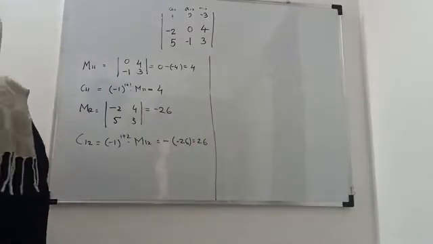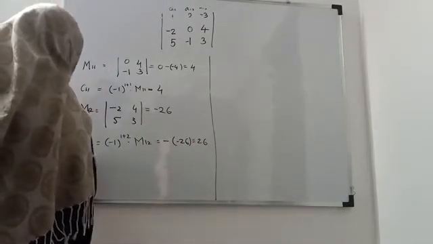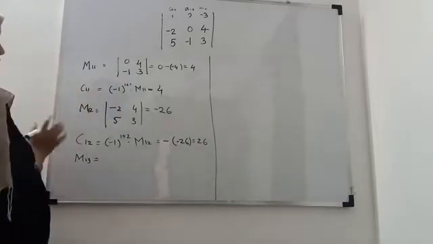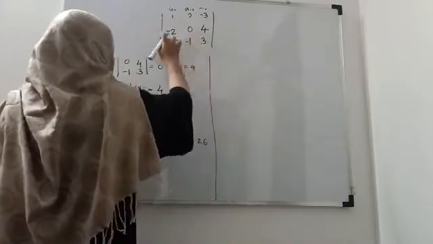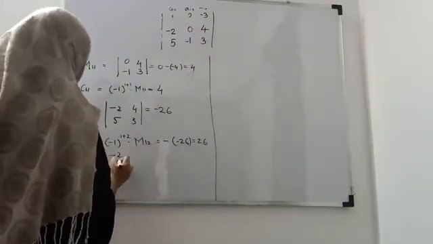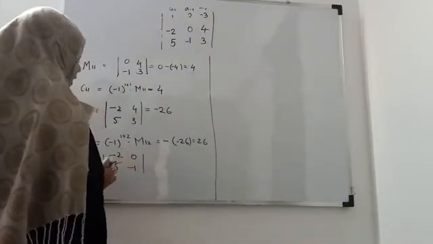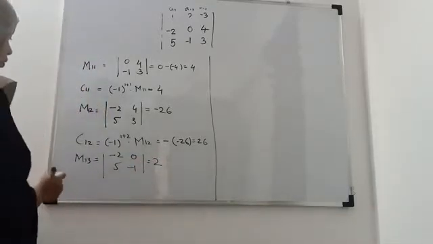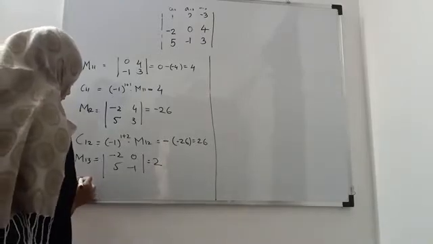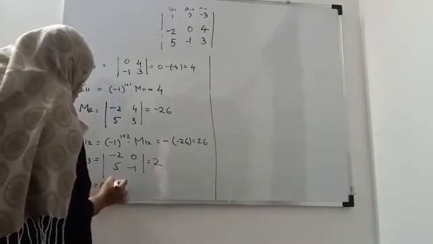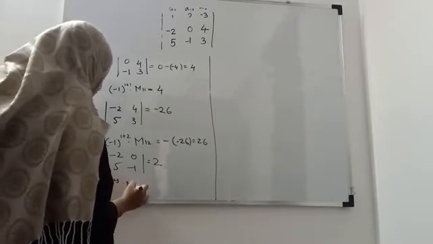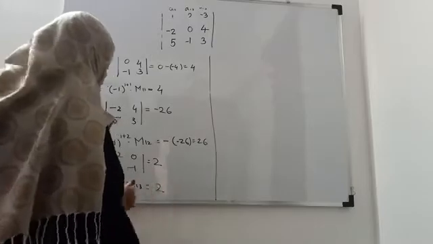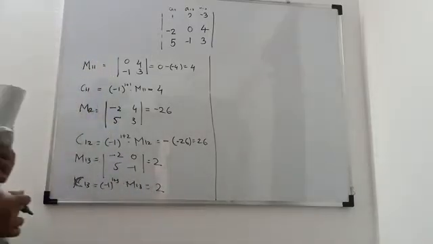Now what is M13? M13 means the first row and third column go away. First row and third column gone, so what is left? Minus 2, 5, 0 and minus 1. Minus 2 into minus 1 is 2 only, right? And 0 into 5 will be 0. Then what is C13? It is minus 1 raised to 1 plus 3 into M13. So minus 1 raised to 4, that is plus 1. M13 is 2, so C13 is also equal to 2.